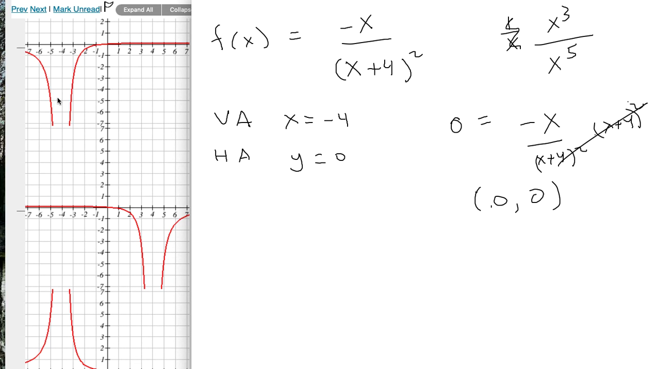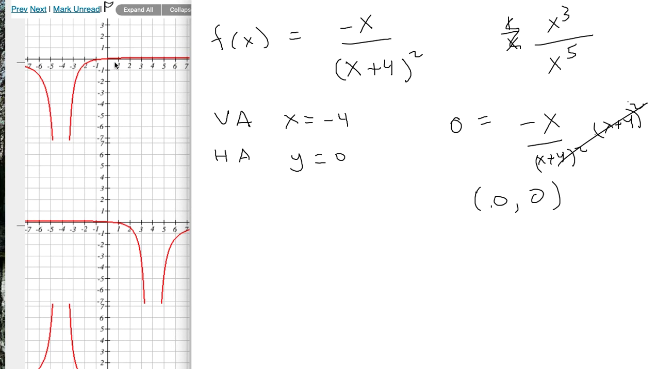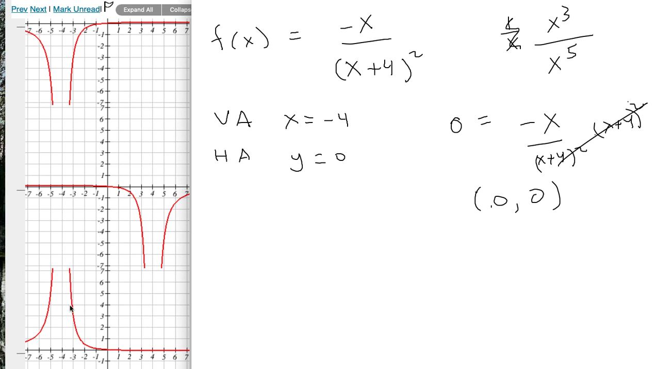So then what we've got to figure out is which one it is. I would pick an easy number, like maybe negative 3 looks pretty good to me. I would throw a negative 3 in here, and then if it comes up to be a negative value, that makes it this graph. If it comes up to be a positive value, that's going to make it that graph. So let's see what happens.